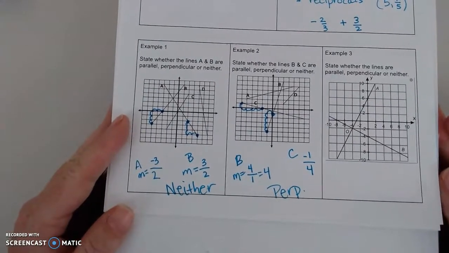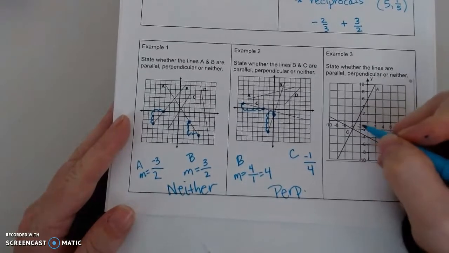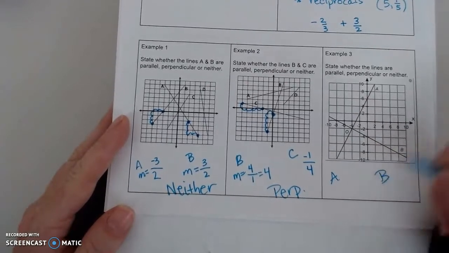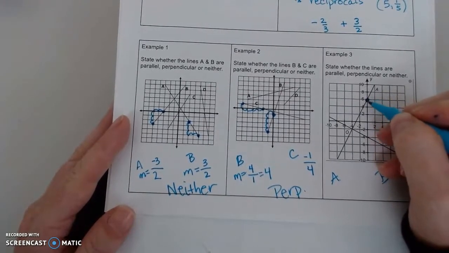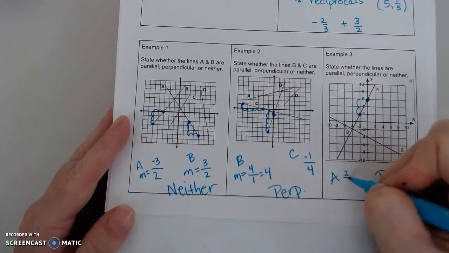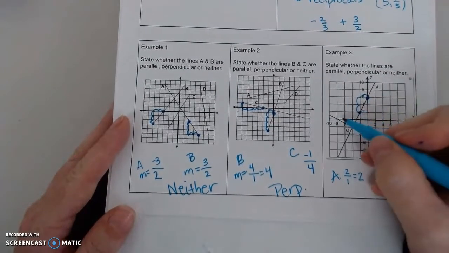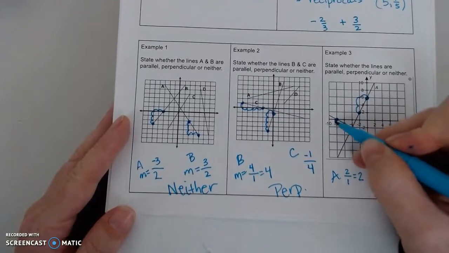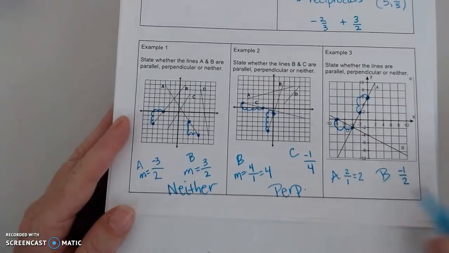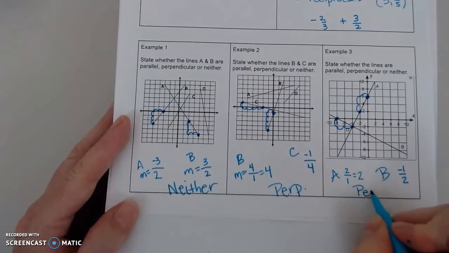And my last example. They look perpendicular, but let's find out for sure. So I've got line A and line B. So for A, we go through here and here. So 1, 2, and 1 to the right. And then B, let's find 2. So it crosses here and it crosses here. So down 1 and to the right 2. So 2 and 1/2, those are definitely reciprocals and opposite signs. They are perpendicular.